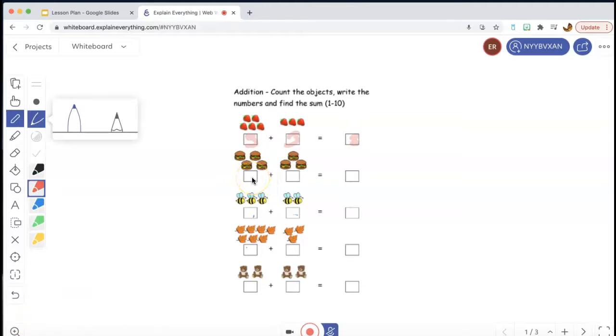Now we'll be solving the next one. So 4 plus 3 equals, let's count. 1, 2, 3, 4, 5, 6, 7.